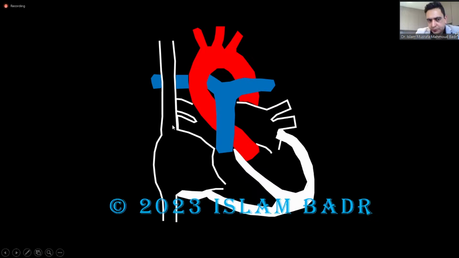This is a normal heart where you see the superior vena cava, the inferior vena cava draining into the right atrium. Then the right atrium is opening into the right ventricle. Then the pulmonary artery is coming out of the right ventricle. The pulmonary artery, of course, in blue color. Then you have the left atrium, the left ventricle, and the aorta coming from the left ventricle.